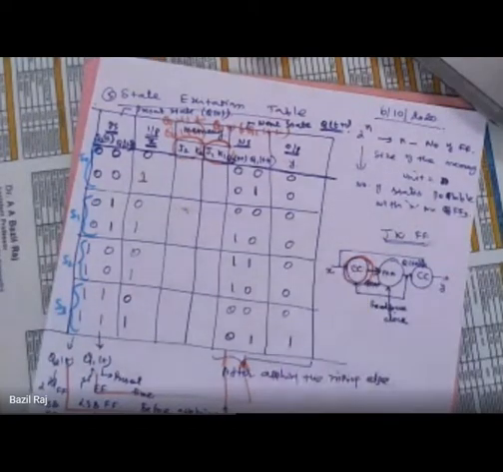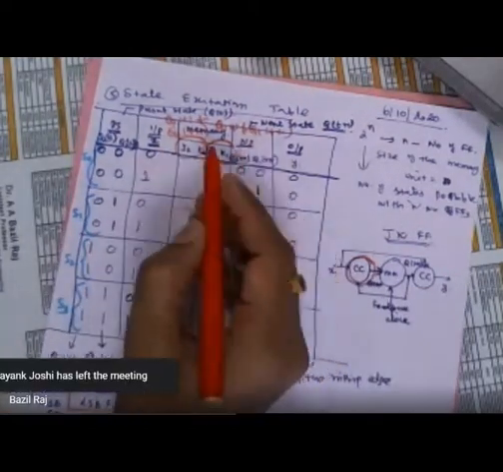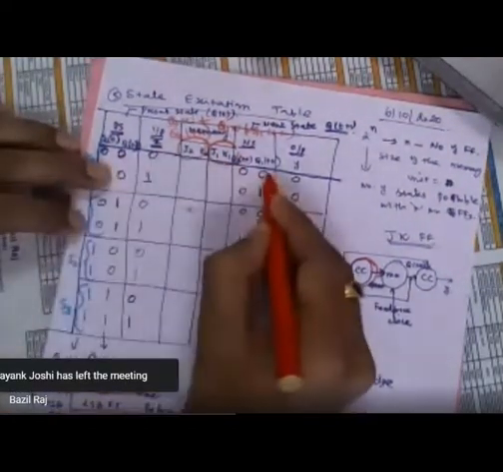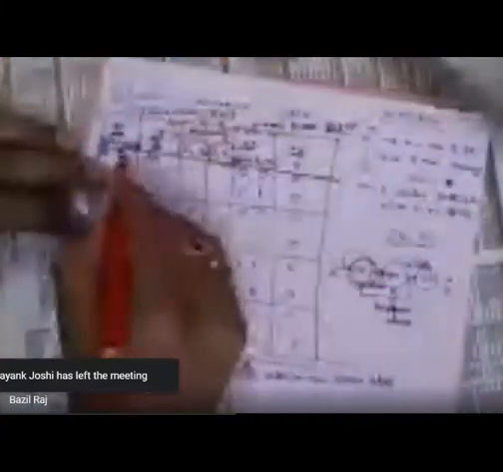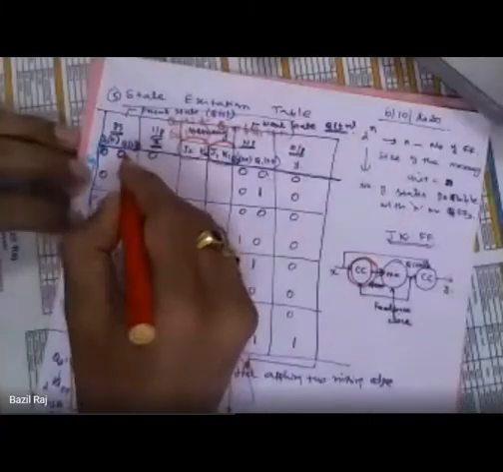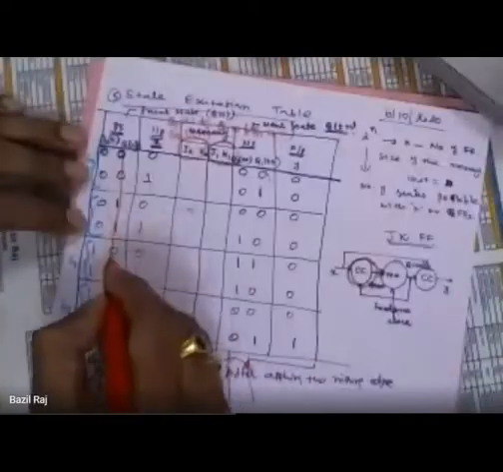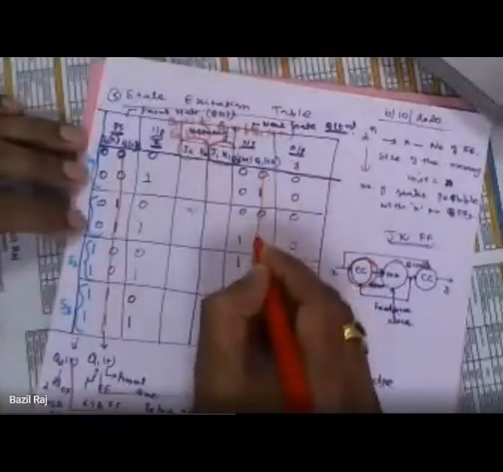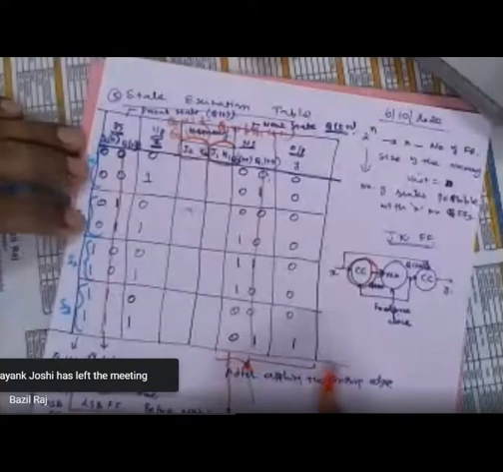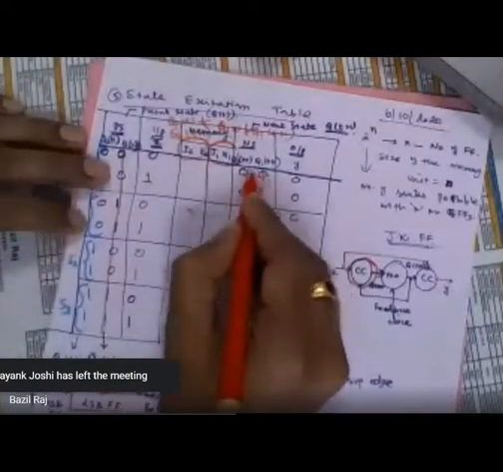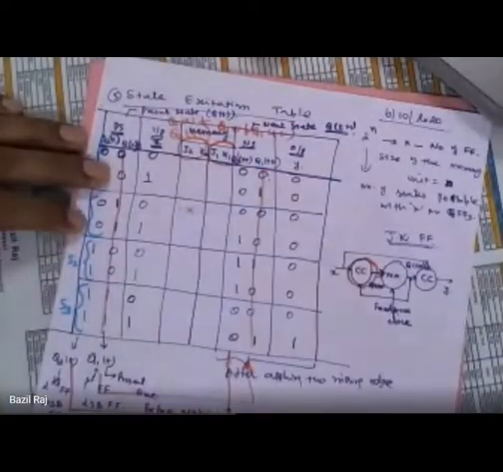Correct no? So now you tell me, to maintain 0 to 0, see this one, I am taking care of this one now. 0 to 0, what should be J1, K1? 0, don't care. 0x.